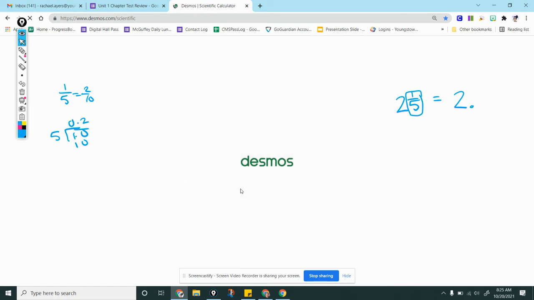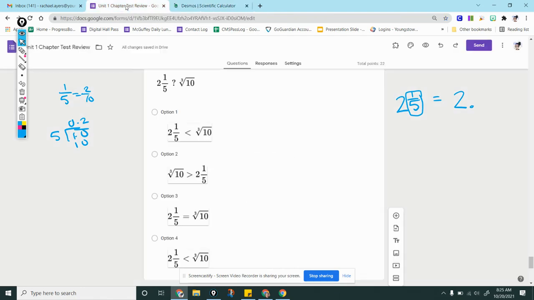I'm going to wait for it to load here for a second. It doesn't want to load for me. I'm going to go ahead and let it load for a second while I finish this. And I know it's 2/10, like that.